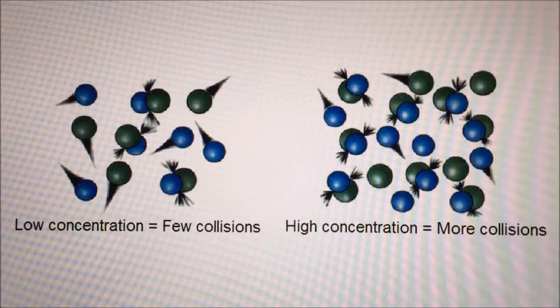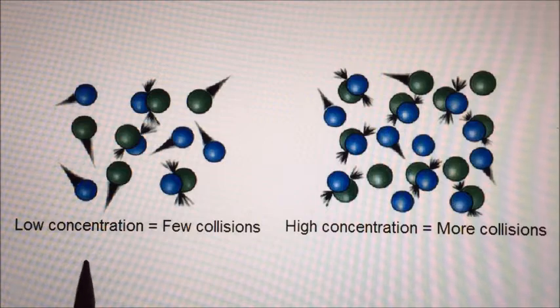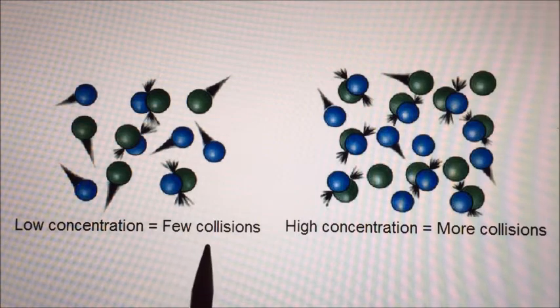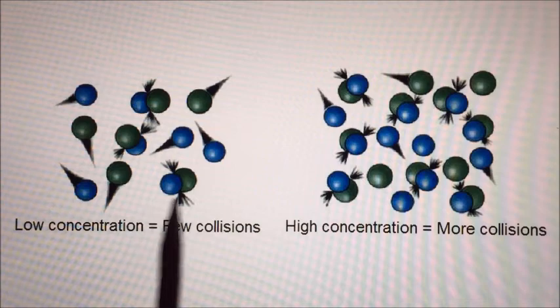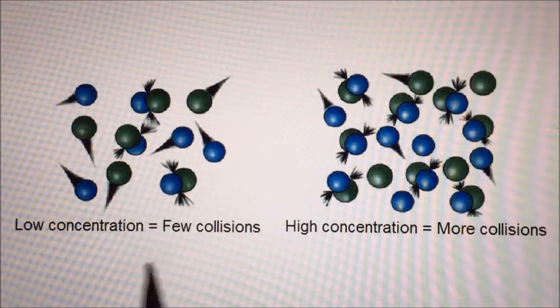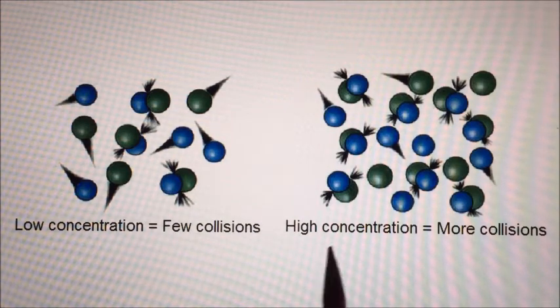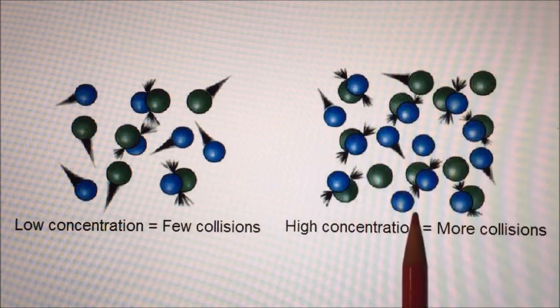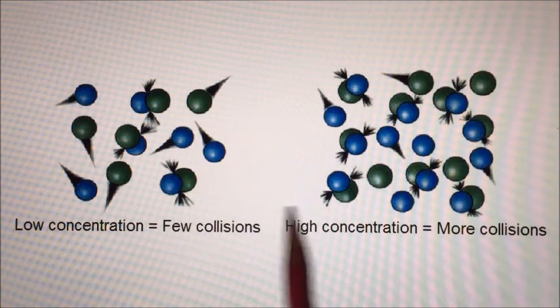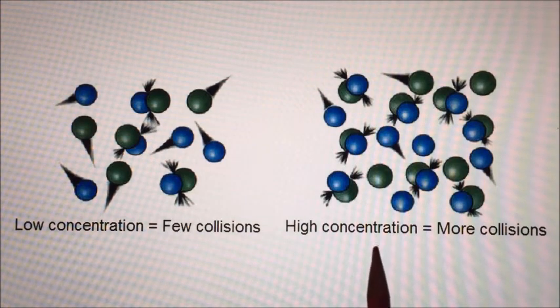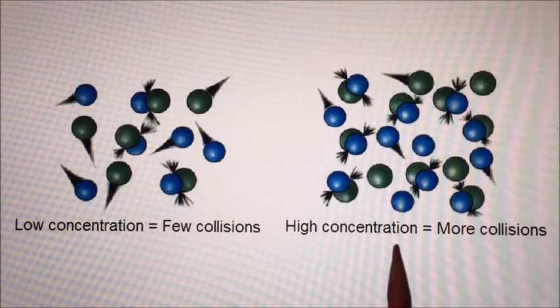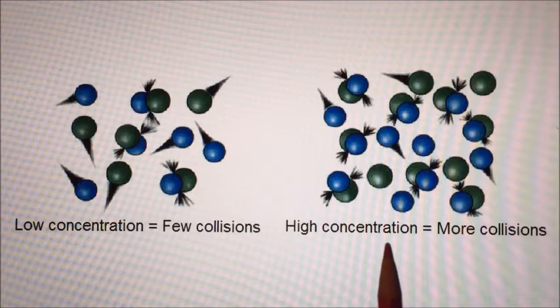This can be shown in the picture below. On the left here we have a low concentration. We're going to have fewer collisions because there are fewer particles to collide with. On this side we have a high concentration, and because we have more, if we have the same volume here, I'm assuming, there will be the same amount of space as this one, and because of that, we will have more frequent collisions.